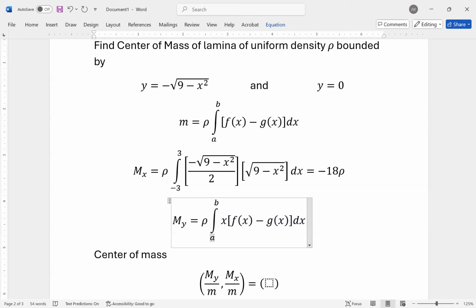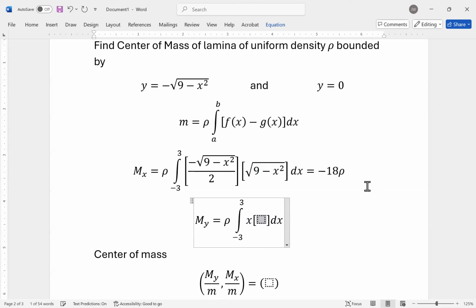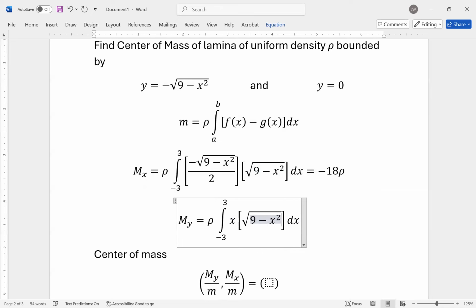For my moment about the y-axis, f minus g, we've already concluded, is 0 minus a negative square root. So that is just the square root of 9 minus x squared. I'm going to be integrating x times the square root of 9 minus x squared with respect to x from -3 to 3. Just like we anticipated, that comes out as 0. This is balanced along the y-axis.